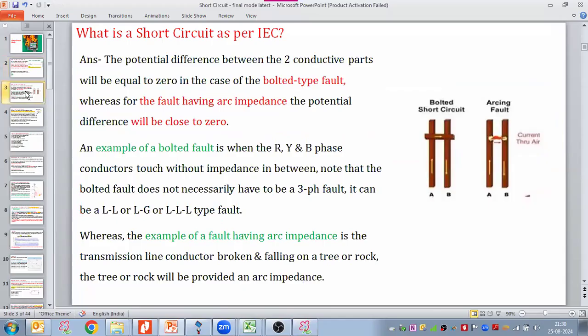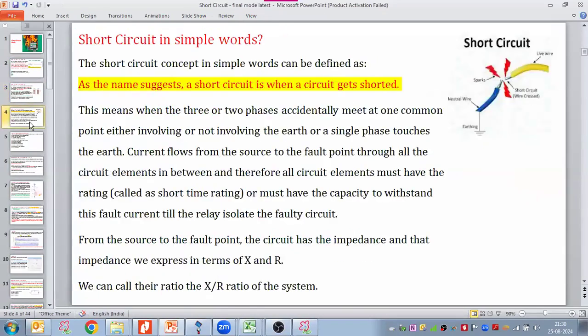Let us see in simple layman language, if we are trying to explain what is short circuit to any non-technical person, how we can define it in a simple statement. So in simple words, the short circuit concept can be defined as, the name suggests, a short circuit: when a circuit gets shorted.